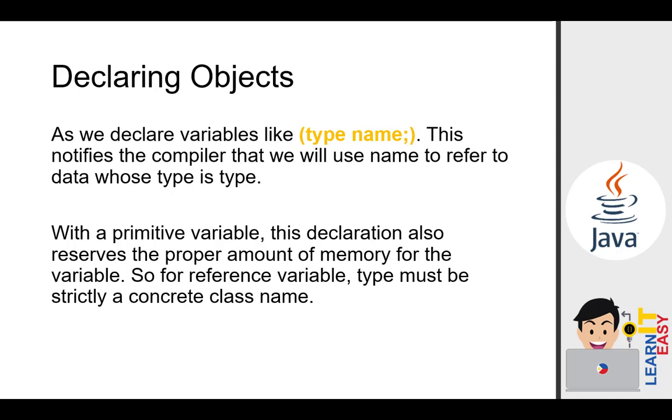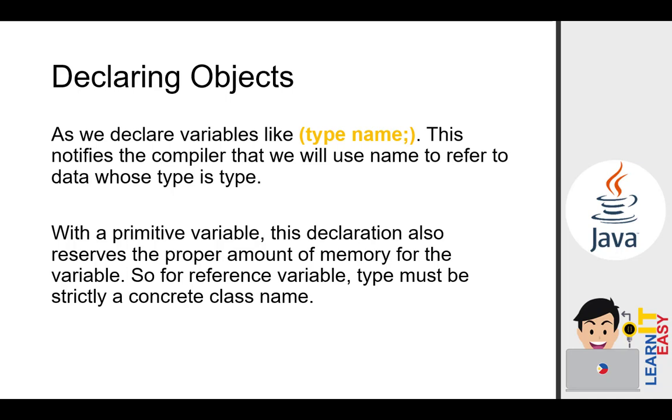Diba ganun yung pagdi-declare natin? Ganito ang format ng declaration ng variable. It's a way of telling the compiler that we will reserve this space sa memory na may ganitong name at mag-handle ng ganitong data type. With a primitive variable, this declaration also reserves the proper amount of memory for the variable. So for reference, variable type must be strictly a concrete class name. So kapag gagawa tayo ng reference variable, ang magiging pinaka-type niya should be the class name.